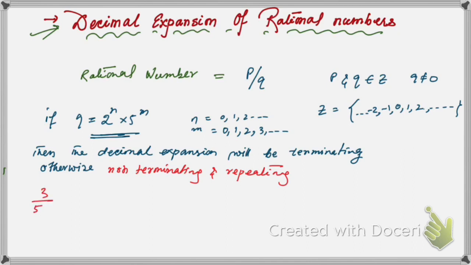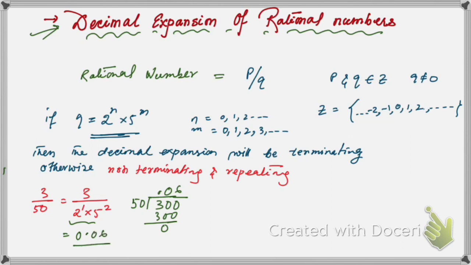Suppose you have 3 by 50. So 3 by 50 can be written as 2 to the power 1 into 5 to the power 2. 5 to the power 2 is 25, 25 twos are 50, right? So here you see in the denominator we have 2's and 5's only. So if you divide 3 by 50, then what will you get? 30 is still not divisible. 300, then 6 times, it's going to be 300. So here we are getting remainder equal to 0. So this is equal to 0.06. So this is terminating. That means you are getting remainder 0, right?